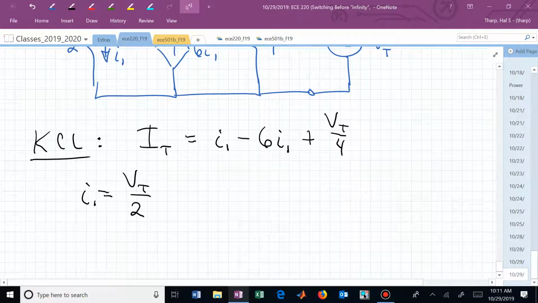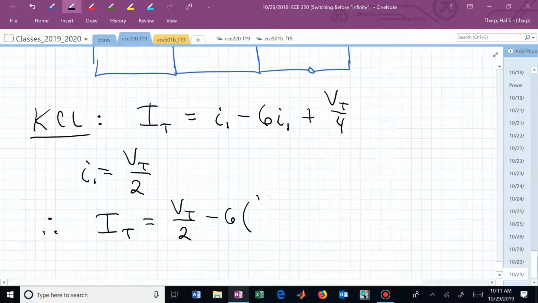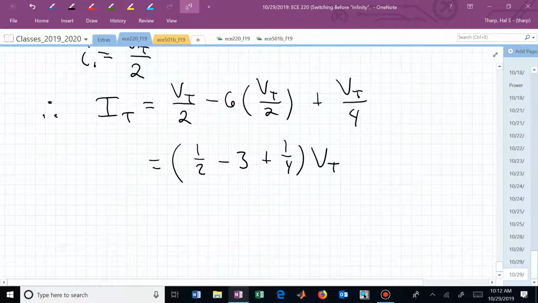Now if we use that, now we know that I sub t is equal to V sub t over 2 minus 6 V sub t over 2 plus V sub t over 4. And now we have what we want. We have one equation that contains I sub t in terms of V sub t. We have 1/2 minus 3 plus 1/4 times V sub t.